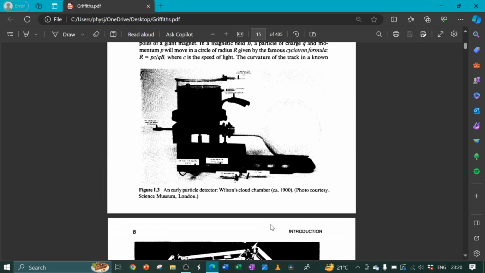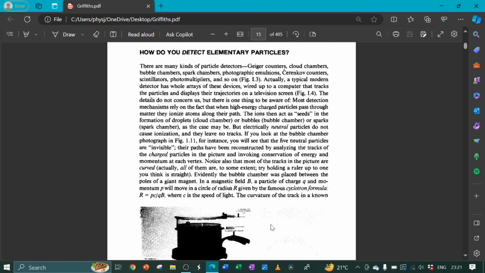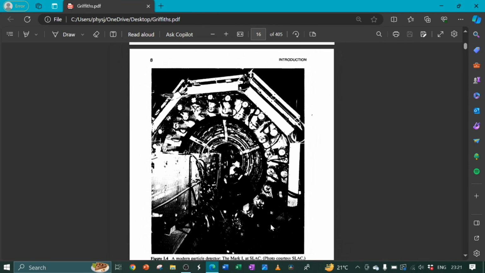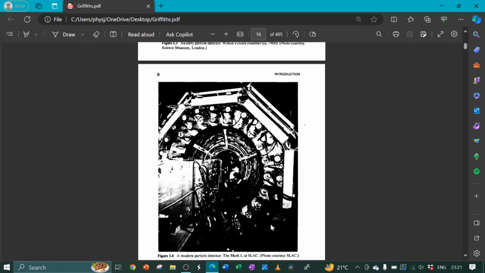An early particle detector, Wilson's cloud chamber, photo courtesy Science Museum, London. Actually, a typical modern detector has whole arrays of these devices wired up to a computer that tracks the particles and displays their trajectories on a television screen. Figure 1.4. A modern particle detector, the Mark I at SLAC, photo courtesy SLAC.